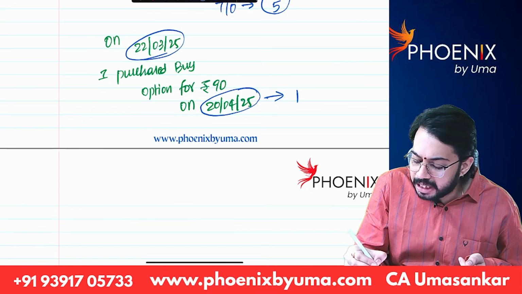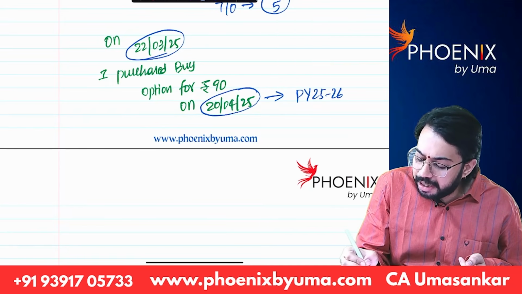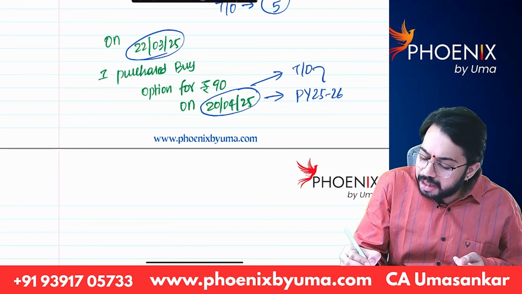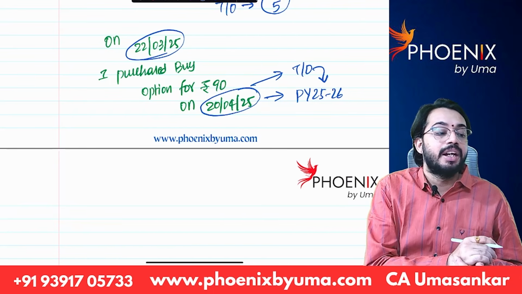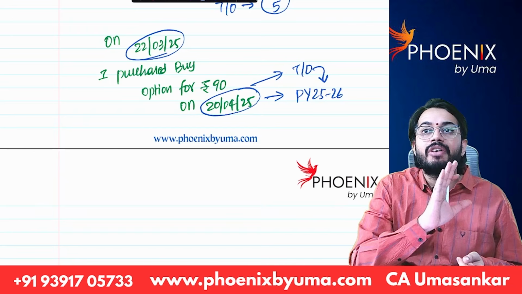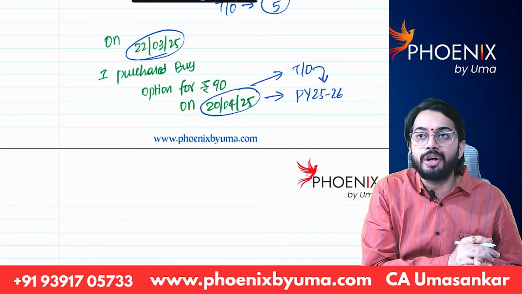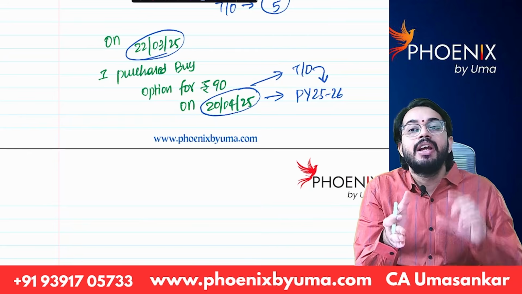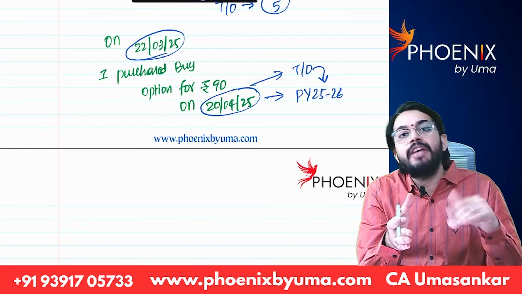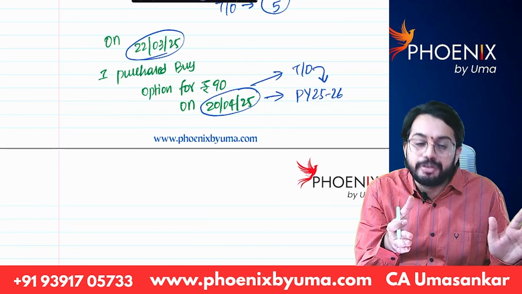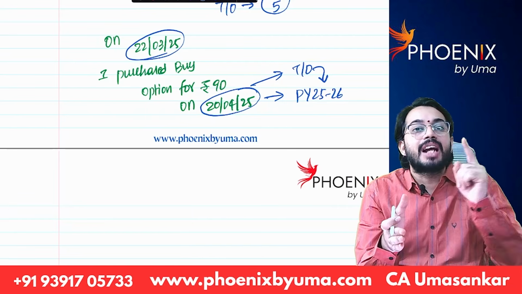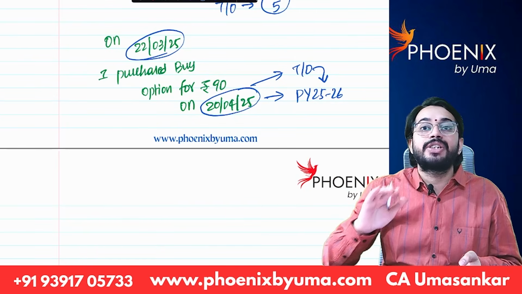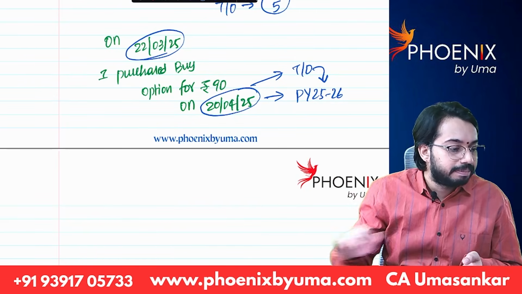That means this transaction will square off in 25-26. So whatever turnover of this transaction is there, the turnover will be recognized in 25-26. The turnover will not be recognized in 24-25. That means as on 31st March of the previous year, if any option or if any future is not squared off, don't consider its turnover. Consider its turnover in the year in which that transaction is actually squared off. Okay.